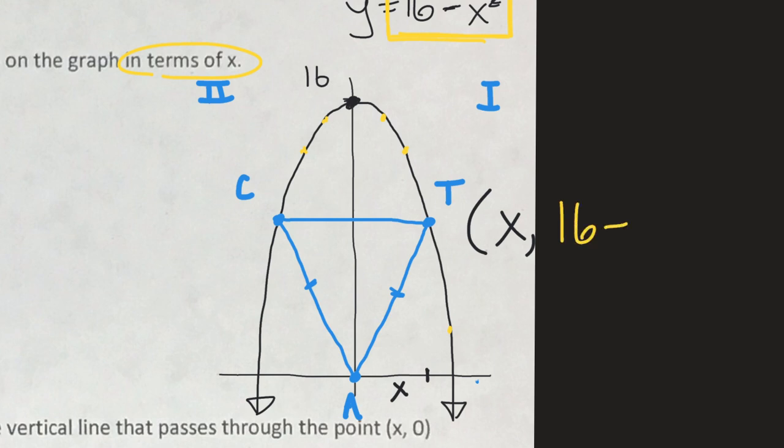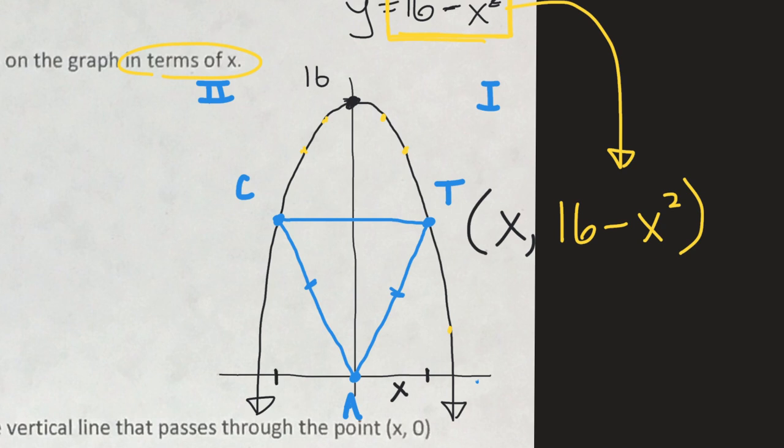This is your y value, 16 minus x squared. That's how we calculate any one of our y values. So we're going to put that in here, right? So now we have x as your x coordinate, and then we have an equation that involves x in order to calculate every y term. Okay, so that's what it means to have it in terms of x.